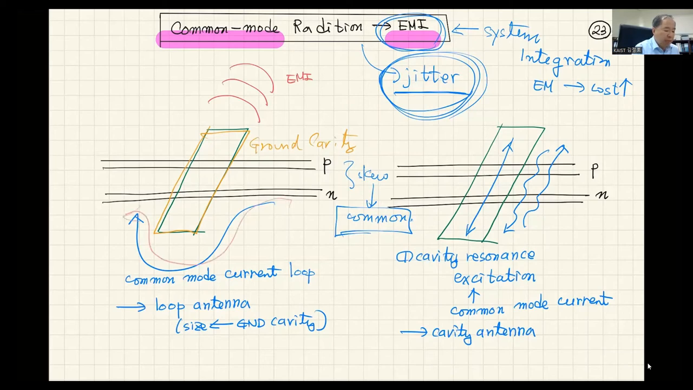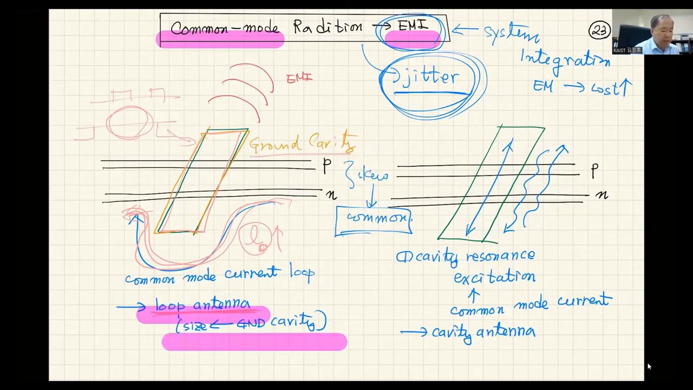And if you have this ground cavity, let's assume that in this area you have two lines, but you do not have ground underneath. Because of that, your common mode current goes around this ground cavity, and this length will increase, or the common mode length will increase. And this length is becoming a loop antenna.